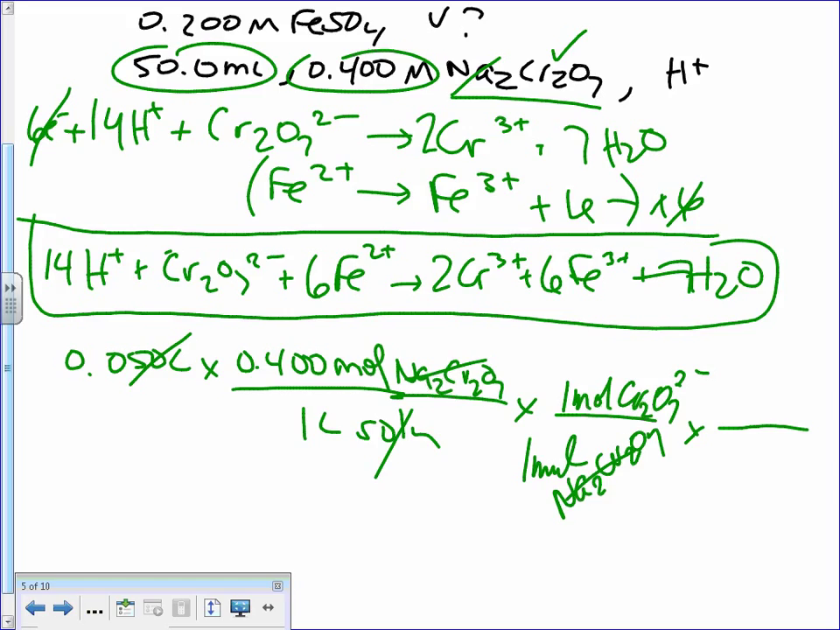What's the question, people? So I'm looking for the volume of iron 2 sulfate. So I need to get to iron 2. Yeah. Okay. So the stoichiometry mole ratio, BCE mole ratio. What is it? Dichromate to 6 moles of Fe2 plus. You would have never gotten that if you had not balanced first. So that's why this is important.